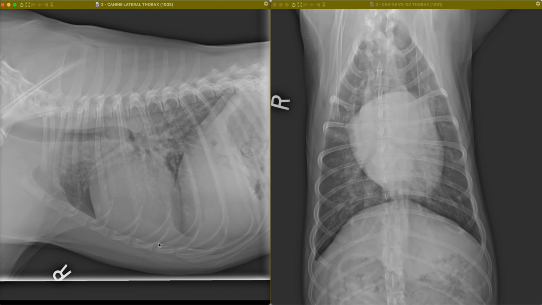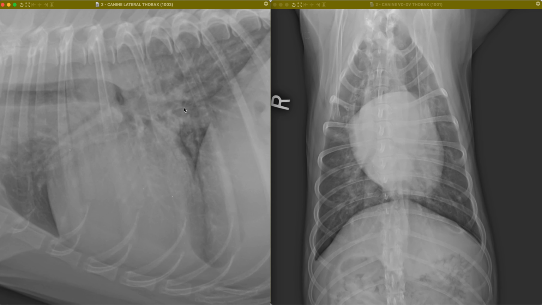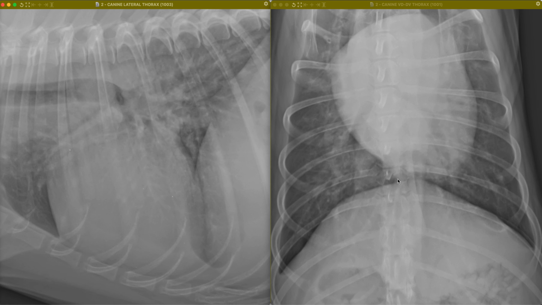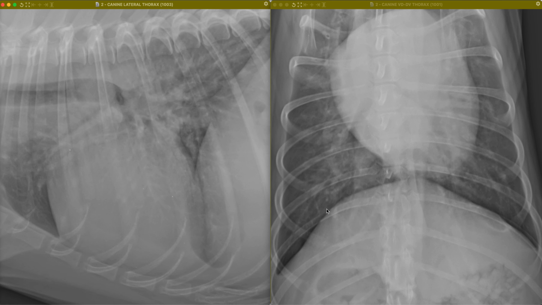The cardiac silhouette and pulmonary vasculature are within normal limits. There is a moderate and diffuse interstitial pattern that is unstructured and predominates in the caudal lung fields. There is a mild and diffuse bronchial pattern that is also most severe in the caudal lung fields or lung lobes.